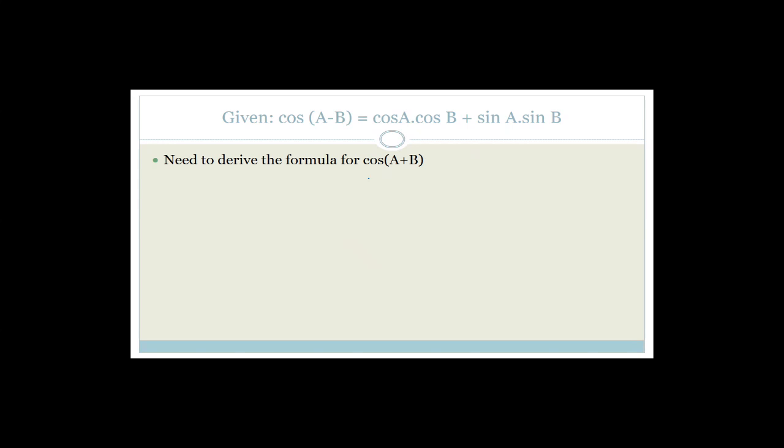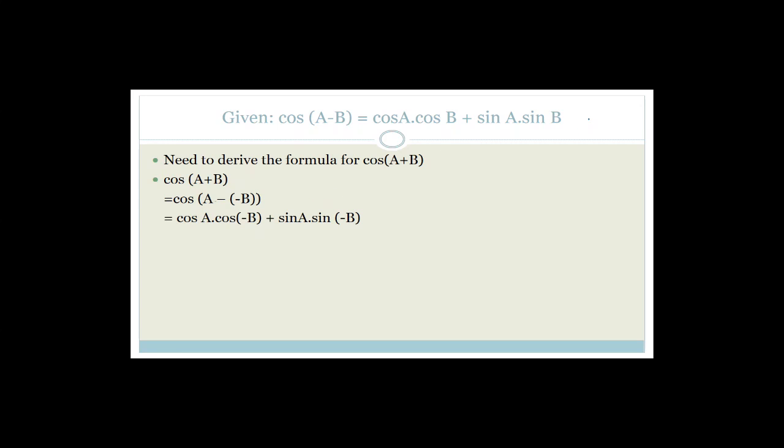You need to derive the formula for cos of A plus B. You know that cos A minus B is cos cos, sine sine, change the sign. So what you need to say is, we've got cos of A plus B. But what if we rewrote this as cos of A minus minus B? Because a minus times a minus is a plus. We're cheating and just rewriting it. If we do that, then we can apply this rule. It becomes cos A cos of minus B, plus sine A sine of minus B.